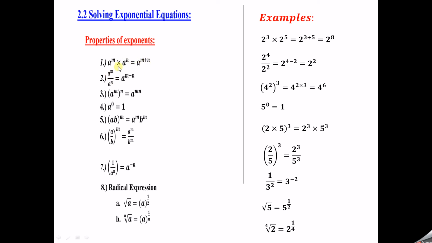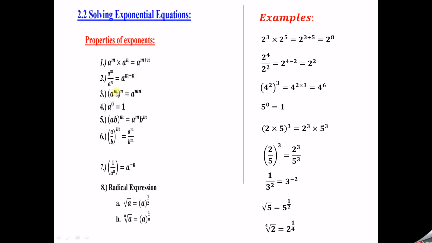The next, a power m divided by a power n is equal to a power m minus n. So when we are dividing two exponents, we subtract the power of the denominator from the power of the numerator. The numerator power is m, the denominator power is n, and the bases are the same, a. Therefore, a power m divided by a power n is equal to a power m minus n.